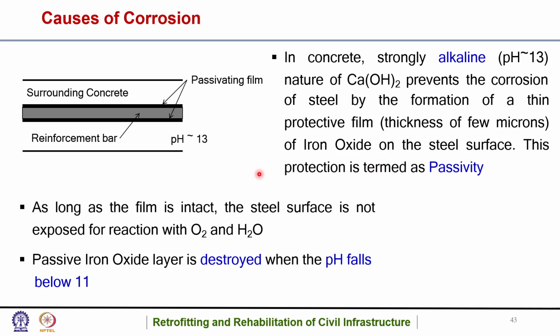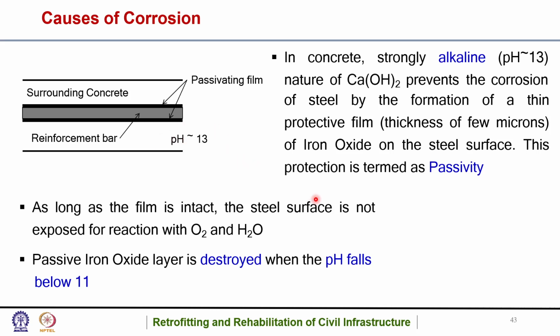If we see here, this is a concrete structure. This is the surrounding concrete, and this is the reinforcement bar, rebar. The silver, gray color is the interior rebar, and the bold black lines are the passivating film which is generated. Concrete is highly alkaline in nature, with a pH of 13. If this value is less than 10, we are converting it into a less alkaline environment, and that accelerates the process of corrosion.